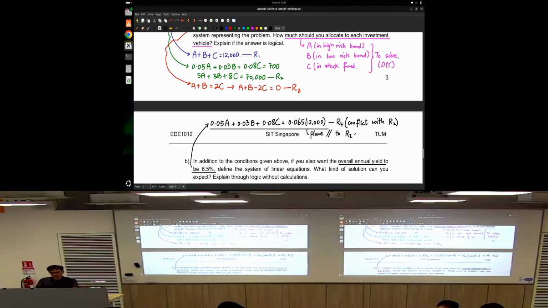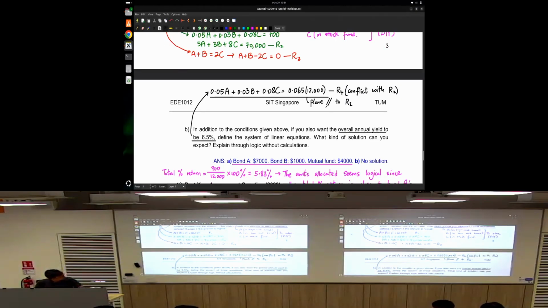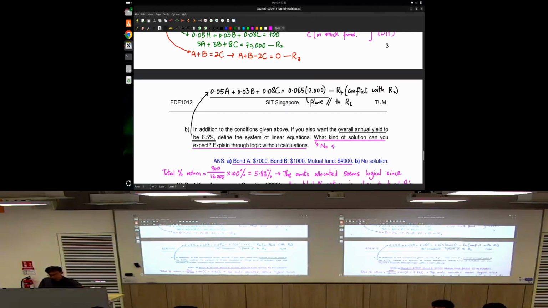So if you have a plane that is parallel to R2 and you have already a unique point of intersection between R1 to R3, then certainly this plane is not going to lie on the unique point of intersection. Understand that, right? Okay, so therefore the truth is no solution. So what kind of solution can you expect? No solution. So I explain through logic without calculations. No solution, since the unique solution in part A cannot satisfy R4.